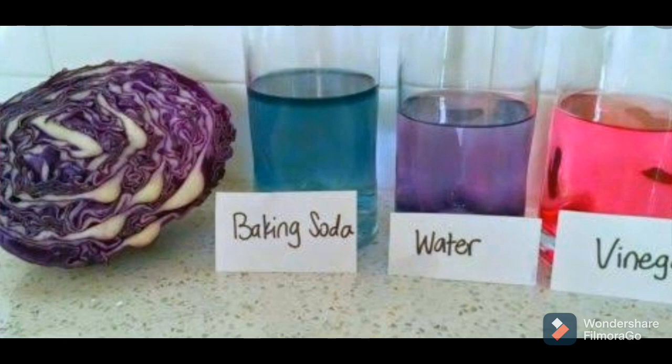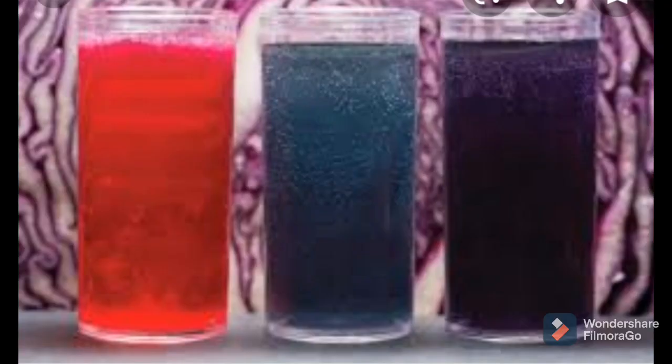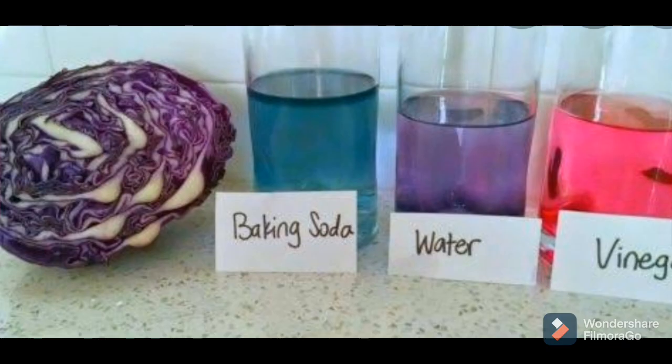Okay. So the next natural indicator is grape juice. We can also use grape juice as an indicator. This grape juice shows pink color in acidic solution and black color in basic solution. Okay students, so today we have studied about two different natural indicators. Which two different indicators? Red cabbage and grape juice.